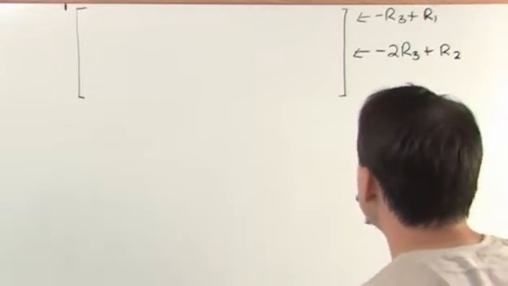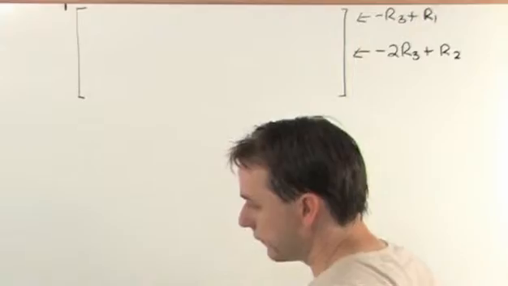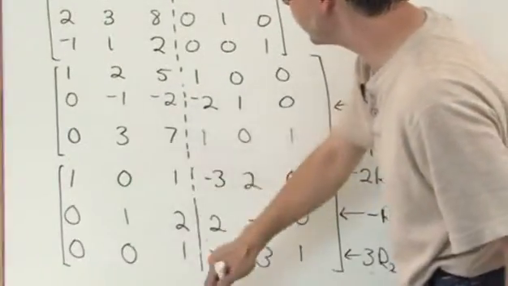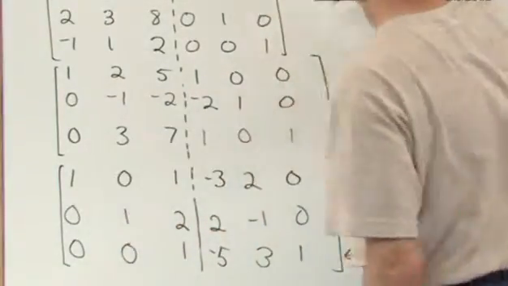So let's start out by doing this, taking negative of row 3, this guy, and adding it up here. So negative of 0, 0 plus 1 is just going to give us the 1.